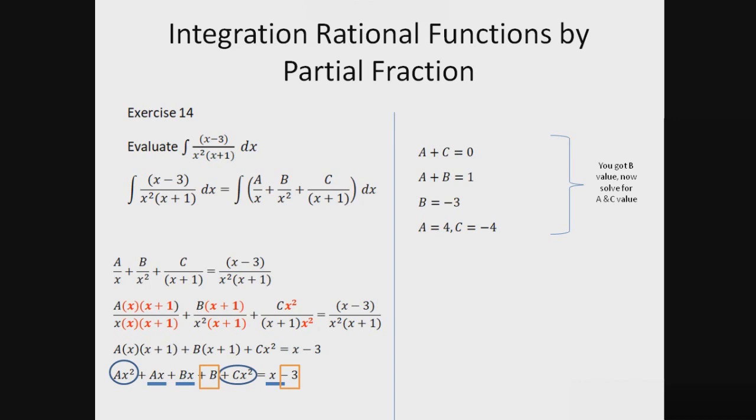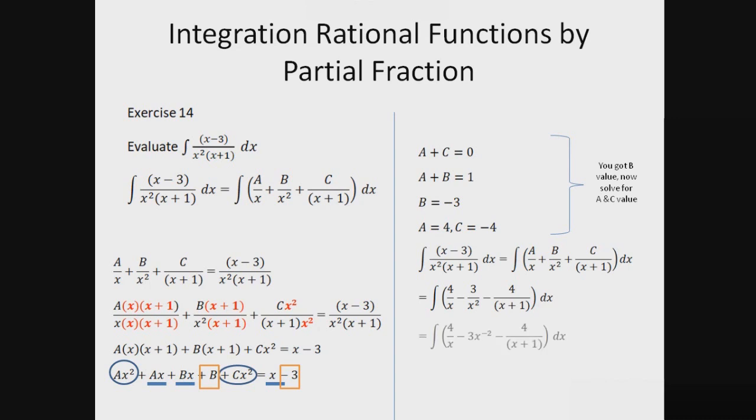And then we substitute the values of a, b, and c into the integral. Then we get the integral of 4 over x minus 3 over x squared minus 4 over (x plus 1) dx. And then simplify it and solve the integral. Then we get 4 ln|x| plus 3 over x minus 4 ln|x plus 1| plus c.